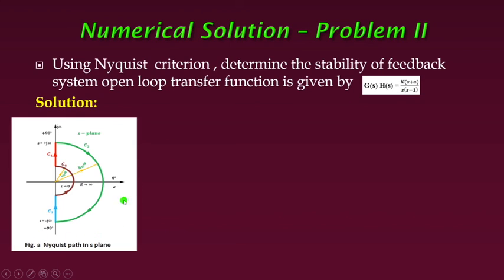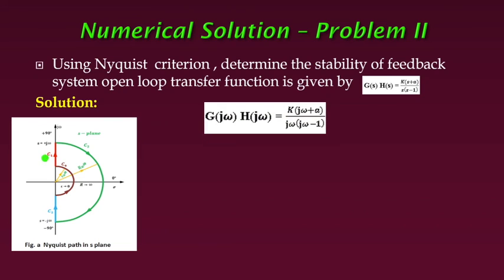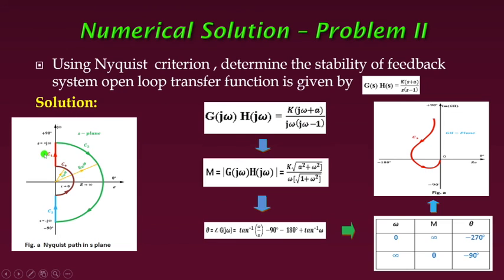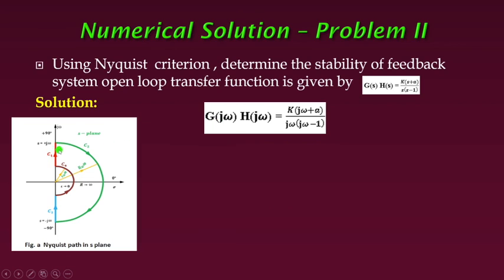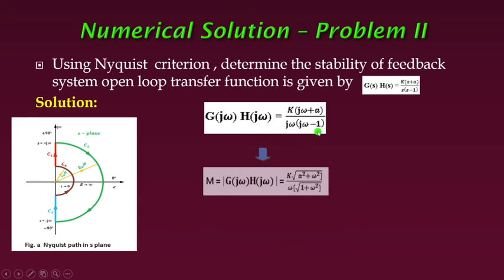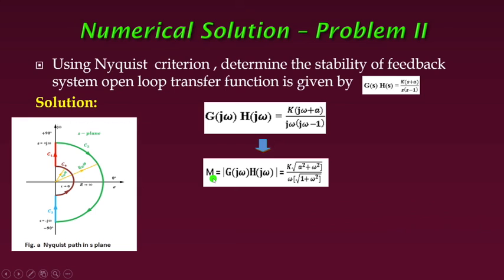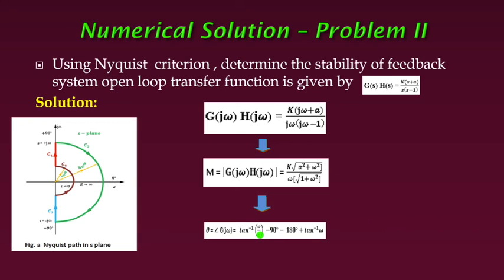Then draw this Nyquist path in the S plane: C1, C2, C3 and C4 paths. For the C1 path, consider s equal to j omega. Putting s equal to j omega, we get this equation. Then find the magnitude by taking the mod of this. Then this is the phase angle equation. The C1 path is a polar plot.